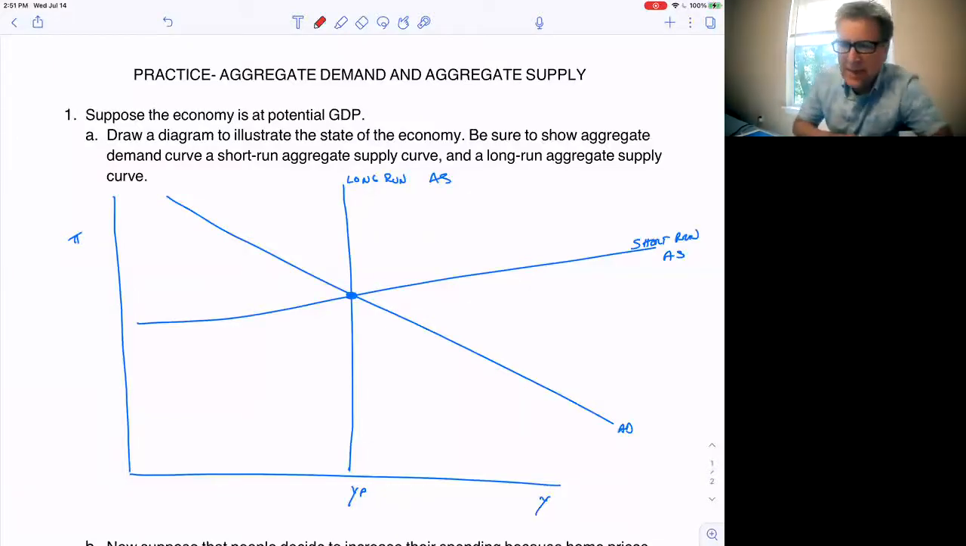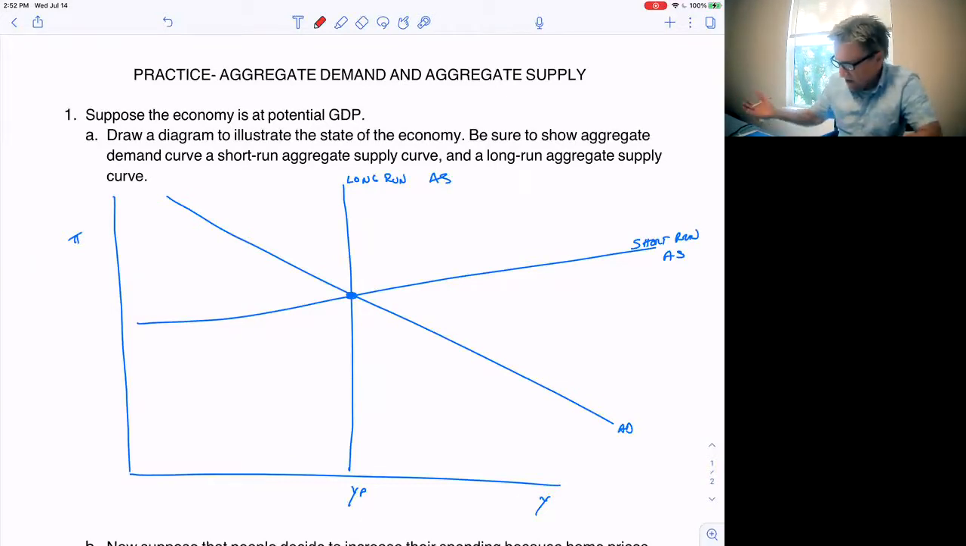This is Dr. Lindsay. And in this video, we're going to be going over the handout for aggregate demand, aggregate supply, the practice. So first, suppose the economy is at potential GDP, meaning we are at or on the edge of the PPF, the production possibility frontier, production possibility curve. And that's where we're going to be in the long run.